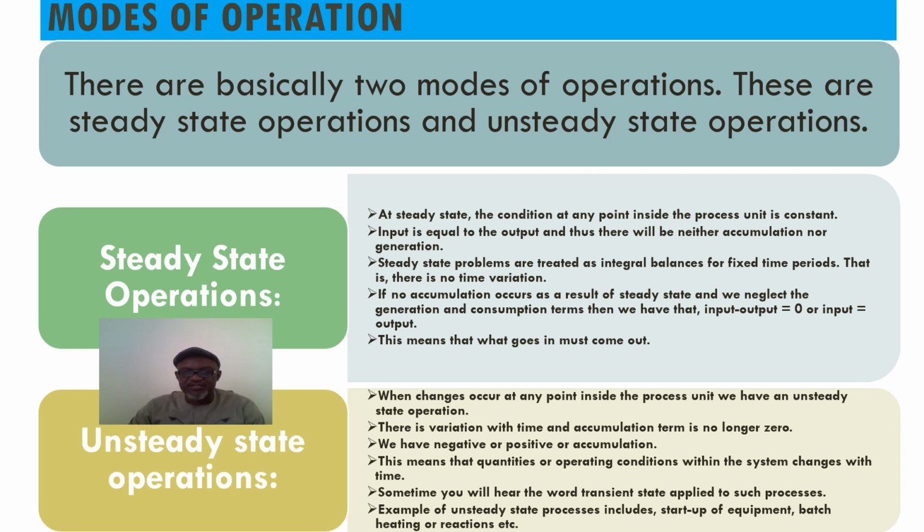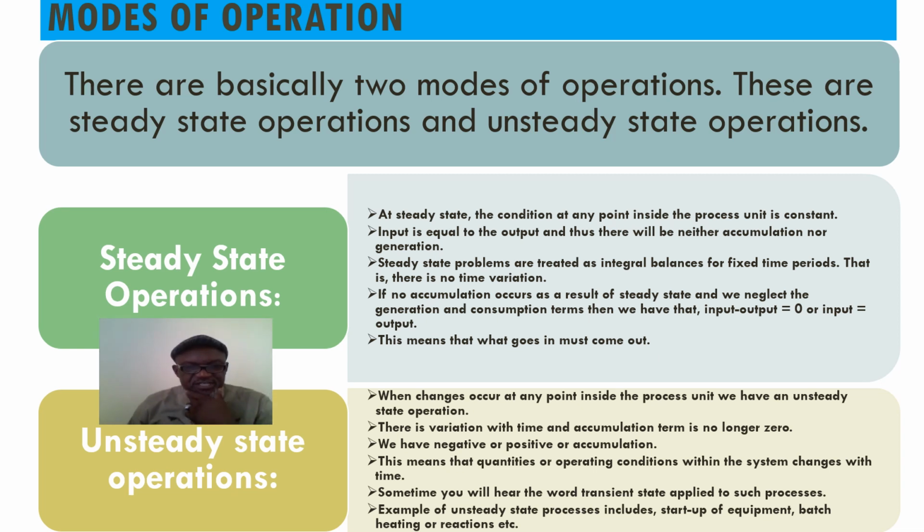Steady state problems are treated as integral balances for fixed time periods. That is, there is no time variation. If no accumulation occurs as a result of steady state, we neglect its generation and consumption terms. Then we have that input minus output is equal to 0, or input is equal to output. That is garbage in, garbage out. This means that what goes in must come out.